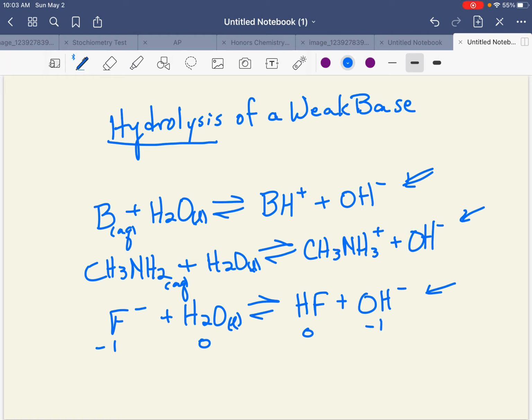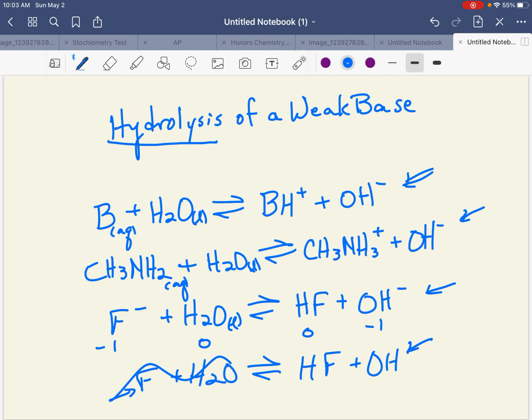If you tried to write this last equation like this, without charges, it is wrong. Okay? Fluorine atom won't do that. And there's no such thing as an oxygen-hydrogen neutral molecule. So this is just wrong. Wrong, wrong, wrong. Okay? So make sure you have the correct formulas and you have everything balanced as to mass and charge.